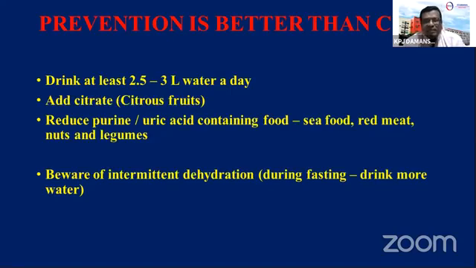Then, of course, some people talk about reducing oxalates. Oxalates are found in coffee, tea, Coca-Cola, and chocolate. So to some extent, you reduce that amount of stuff.